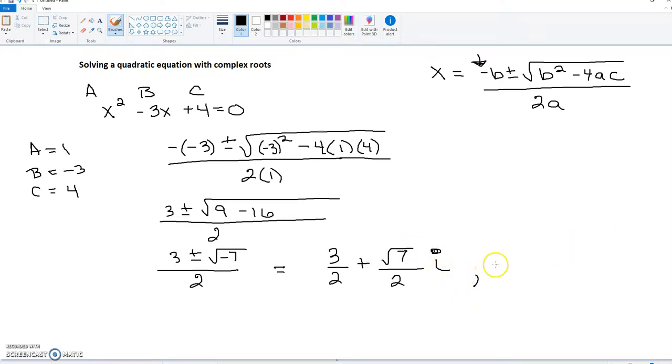Then we're going to put a comma and type in the next one, which of course is 3 over 2 minus the square root of 7 over 2i. Okay, so at this point you're splitting this, and we brought our i out, which of course, because we're separating it, we have to put the i in the back. And so both of these will be your answer.